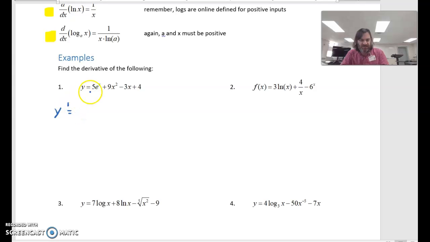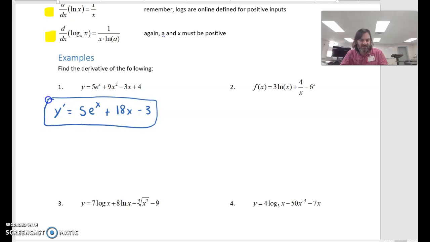So y prime. This is 5 times e to the x. We know 5 is a constant multiplier, so that 5 can stay there. And the e to the x, the derivative of that, is e to the x. So we'll have 5 e to the x. And then plus 9x squared, that's a power rule function, so we'll bring the 2 out front, reduce it, so it'll be 18x. Then minus 3x, the x will just go away, so it'll be minus 3. And then the plus 4, the 4 goes to 0. So the derivative of that is 5 e to the x plus 18x minus 3.